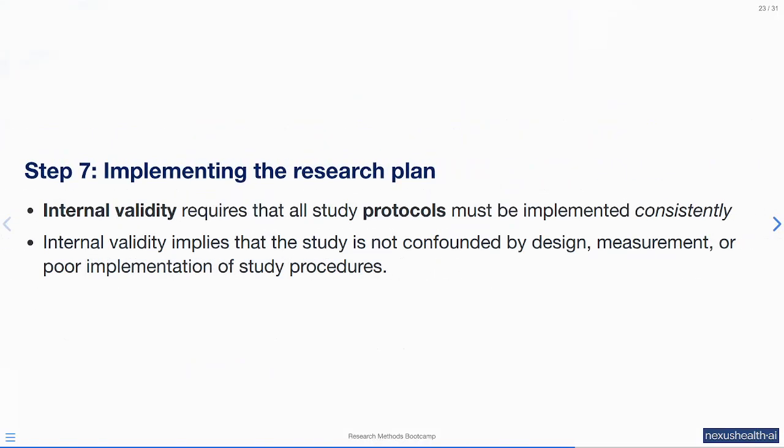The seventh step is to implement the research plan. Internal validity requires that all study protocols must be implemented consistently. So, if we're measuring blood pressure, for example, we need to measure it in the same way in all our study subjects. Internal validity implies that the study is not confounded by design, measurement, or poor implementation of study procedures.